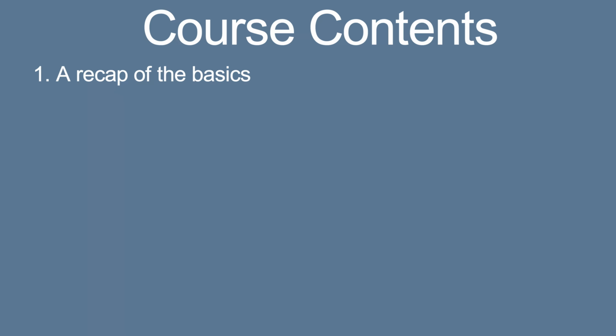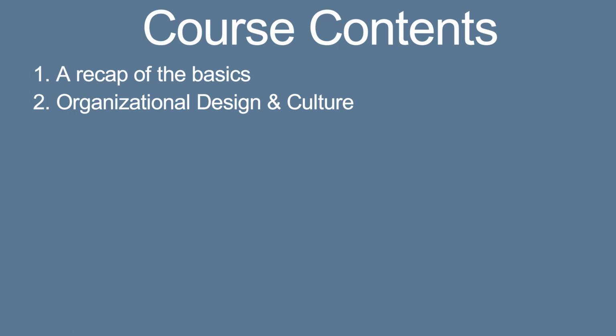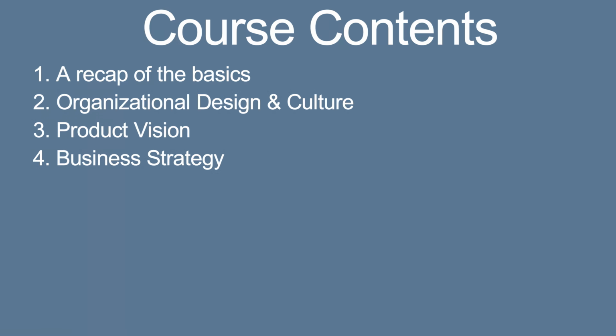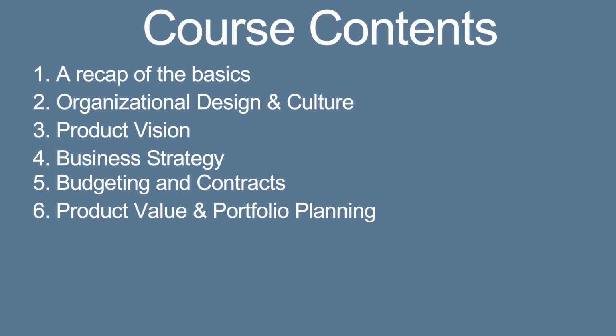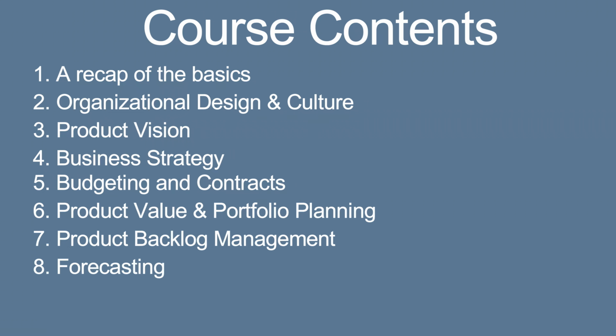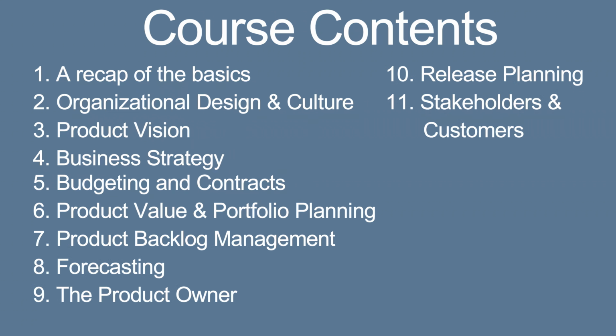My course is laid out with the following sections: a recap of the basics, including the Scrum team, the Scrum artifacts, the Scrum events and empiricism, and the Scrum values. Then we'll look at organization design and culture, product vision, business strategy, budgeting and contracts, product value, including portfolio planning, product backlog management, forecasting, the product owner, release planning, and finally, stakeholders and customers.